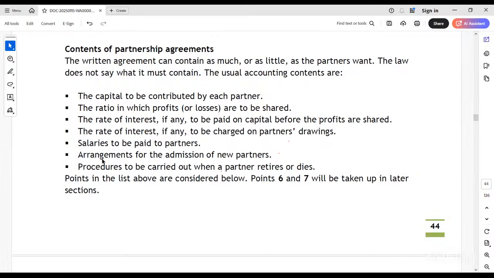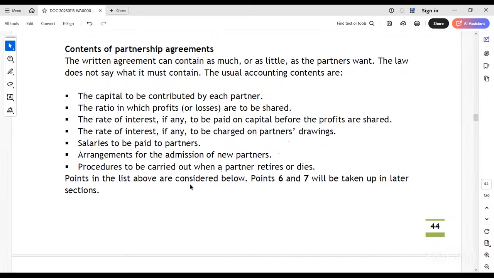We have to also clearly talk about the procedures that are to be followed when we are introducing a new partner. Talk about the salaries, the procedures to be carried out in case one of the partners is retiring. We have to talk about all that in the partnership agreement. All those have to be clearly stated in our partnership agreement.